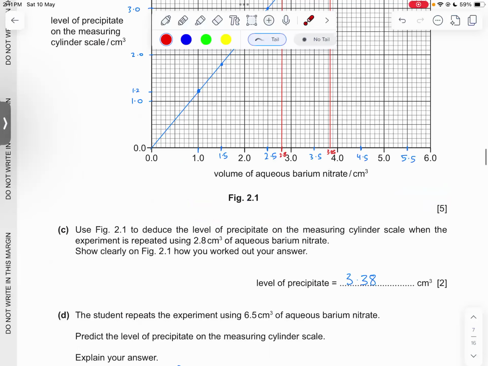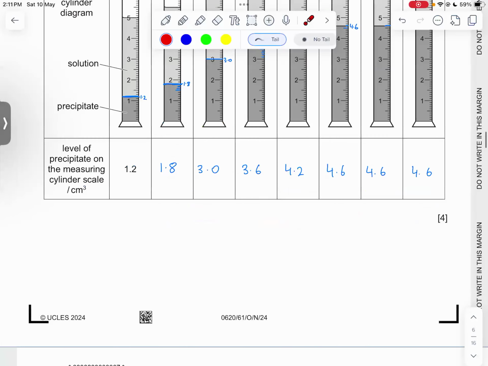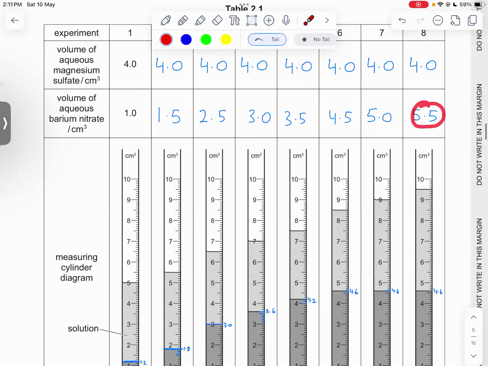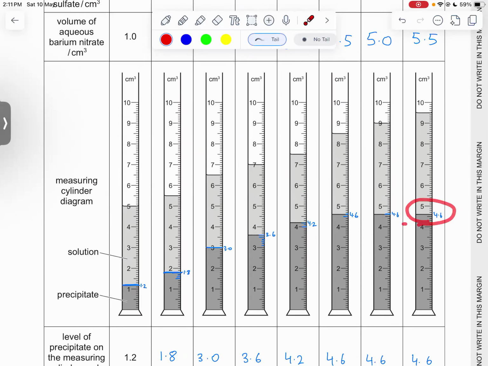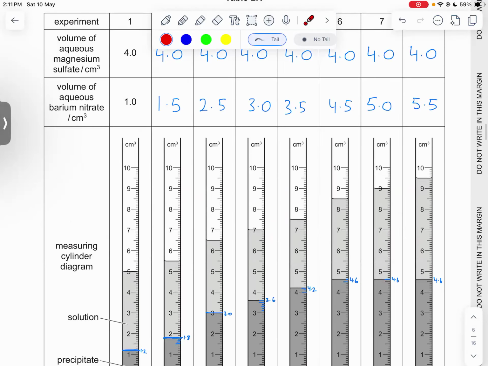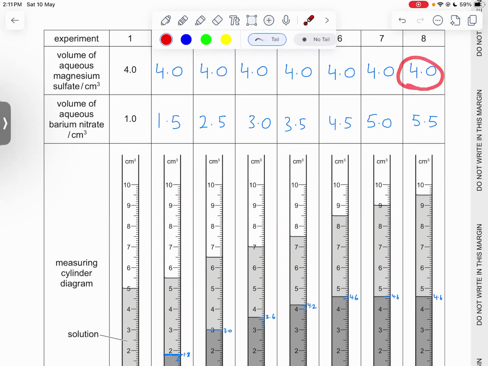The question is saying that in the experiment, the maximum volume of barium nitrate they used is 5.5. They are saying what would be the level of precipitate if they use 6.5 centimeter cube of barium nitrate? The answer is the level would still be 4.6. Why? Because there is only a certain amount of magnesium sulfate. You keep using more and more of the other reactant, but if the original reactant is running out at 5.5, it's definitely not going to produce more product if you use 6.5 centimeter cube of barium nitrate.